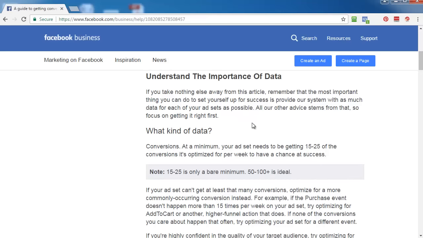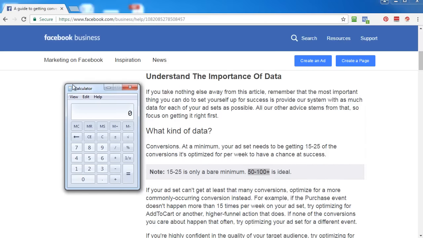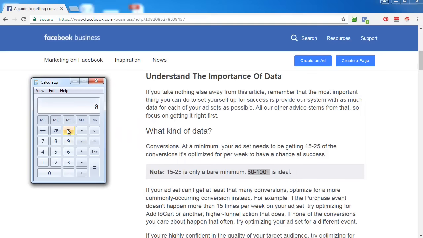So they're saying that they basically need 15 to 25 of the conversions optimized per week for a chance at success. But 15 to 25 is a bare minimum. Okay, so 50 to 100 plus is ideal, and we'll get to this in a second. So they're saying if you're optimizing for the purchase event, then you need to have 50 to 100 purchases per week, ideally. So let's do some quick math here, before we get to the other section.